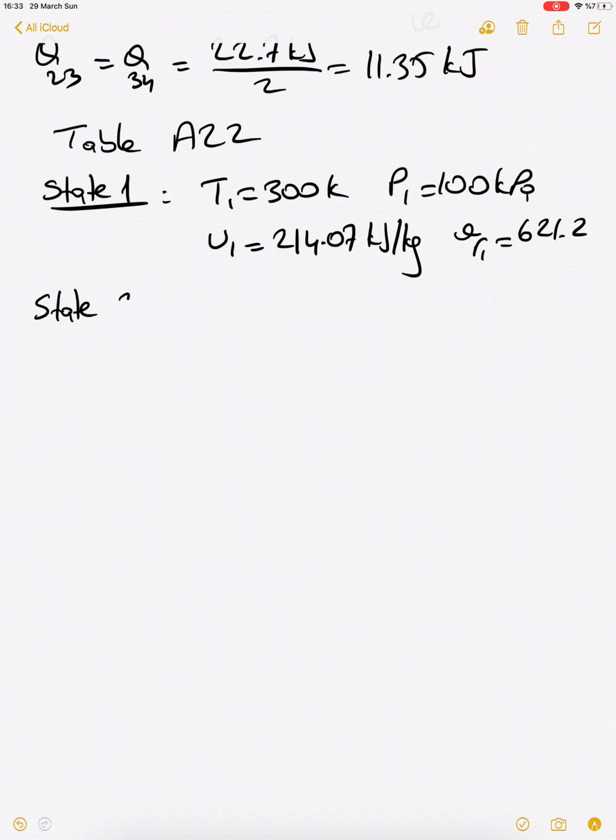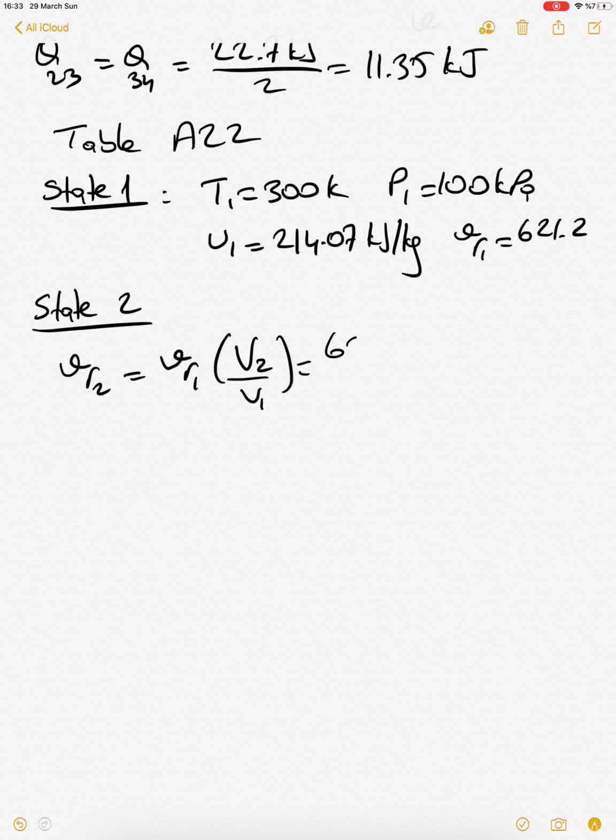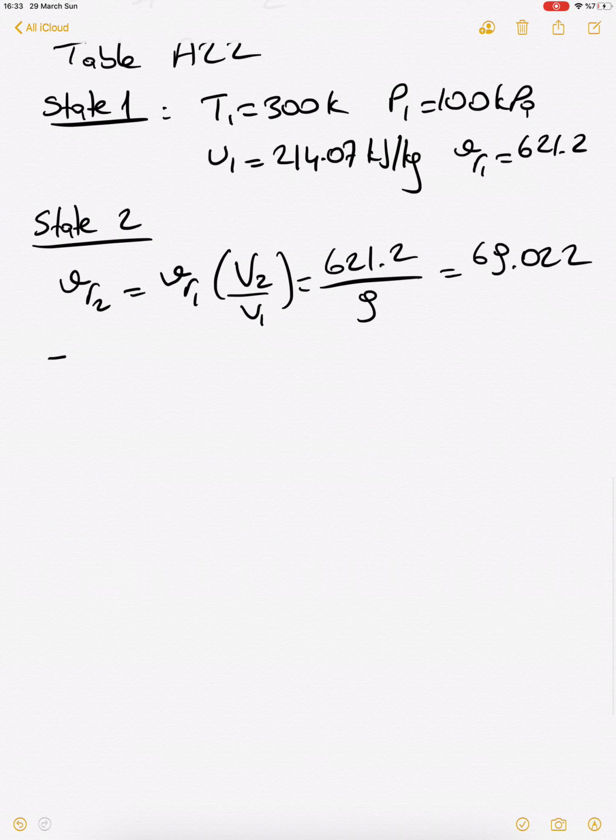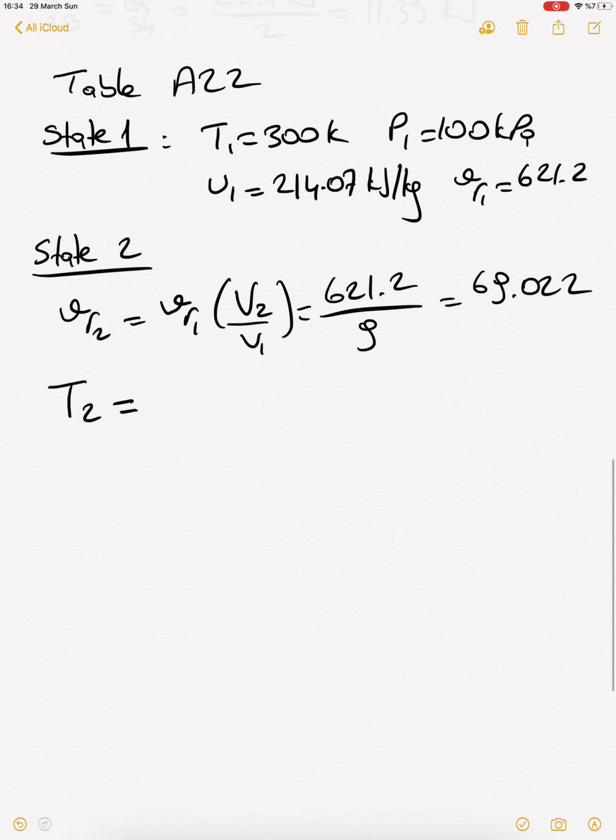State 2, what do you know? Isentropic compression. VR2 is equal to VR1 multiplied by V2 over V1, which is equal to 621.2 over 9, which is 69.022. Okay, so this is one known related with the state. T2, what do we know about T2?